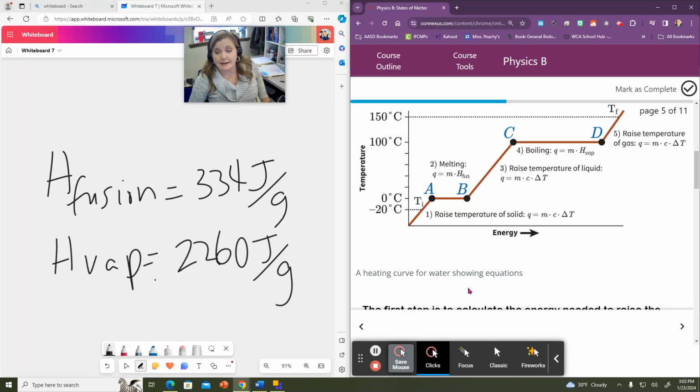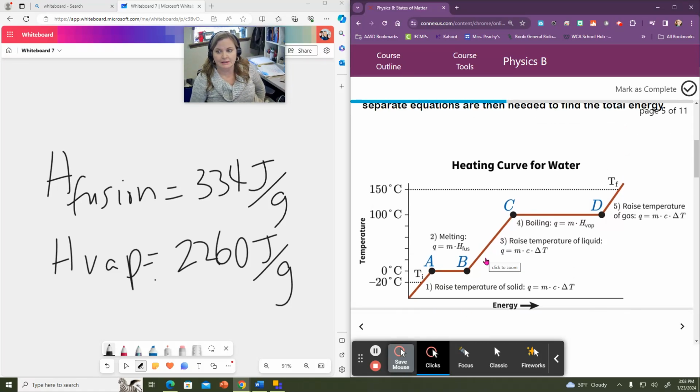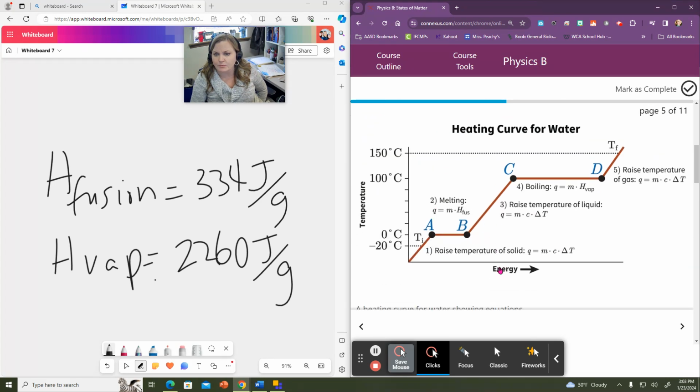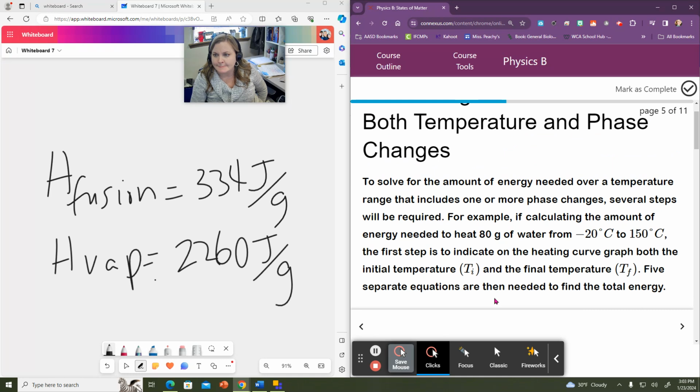All right, so then on this next page, it's saying, how do we calculate the amount of energy required to take, in this case, 80 grams of water? Okay, so this is solid water, ice, right? You have 80 grams of ice. It's negative 20 degrees Celsius, and you need to change it to 150 degrees Celsius, which would be a vapor. We want to know all of the energy required to do this process.